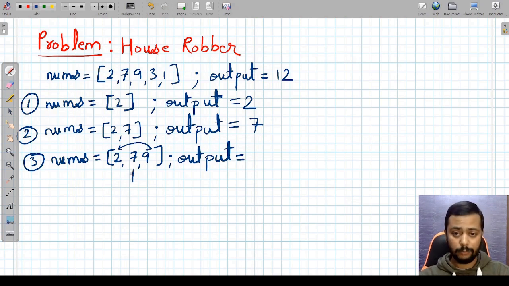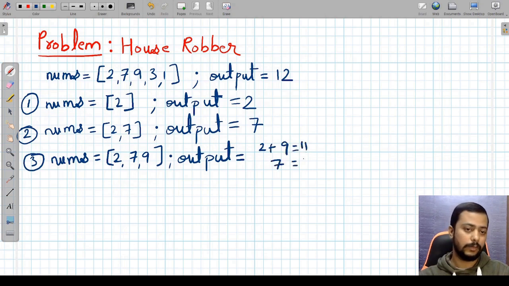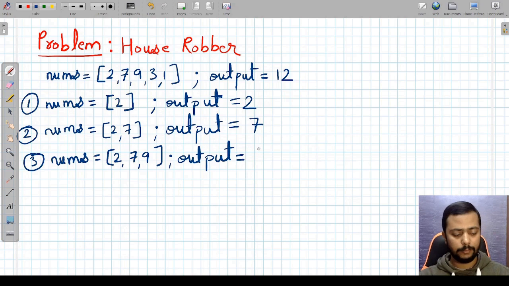Other choice could have been I could have picked the house with value 7, but then I can neither pick 2 nor can I pick 9 because both of these are adjacent to 7. So I have two choices here. Either I can take 2 plus 9 or I can take 7. So if I ask you which is better for us, you will simply say 11 is greater than 7. And since we want to maximize our benefit, we will simply pick 2 and 9. So we will say that in this case, my overall output should be 11.